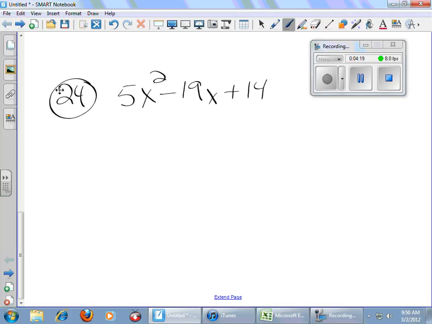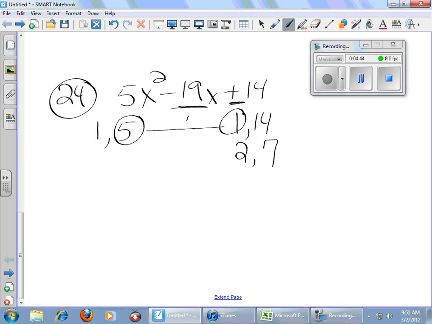All right, so I'm going to list the factors of 1 and 5, and I'm going to list factors of 1 and 14. Okay. I know the 14 is positive, so I know after I do my multiplying, I'm going to multiply factors together, I'm going to have to add. My goal is going to be to get 19. All right. Well, let me see here. How could I get 19 out of this? If I did 5 times 1, I would get 5.